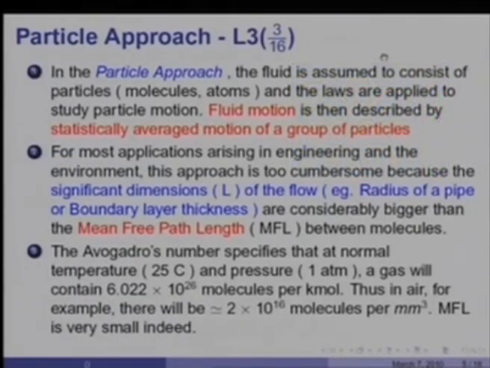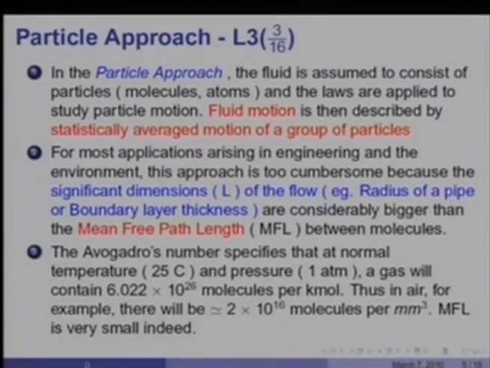In the particle approach, the fluid is assumed to consist of particles, molecules, atoms, and the laws are applied to study the motion of each particle. The fluid motion that we see and feel is then described by the statistically average motion of a group of particles. Very important: in this approach, the motion of each particle is studied, but the fluid motion that we speak of is described by the statistically average motion of a group of particles.